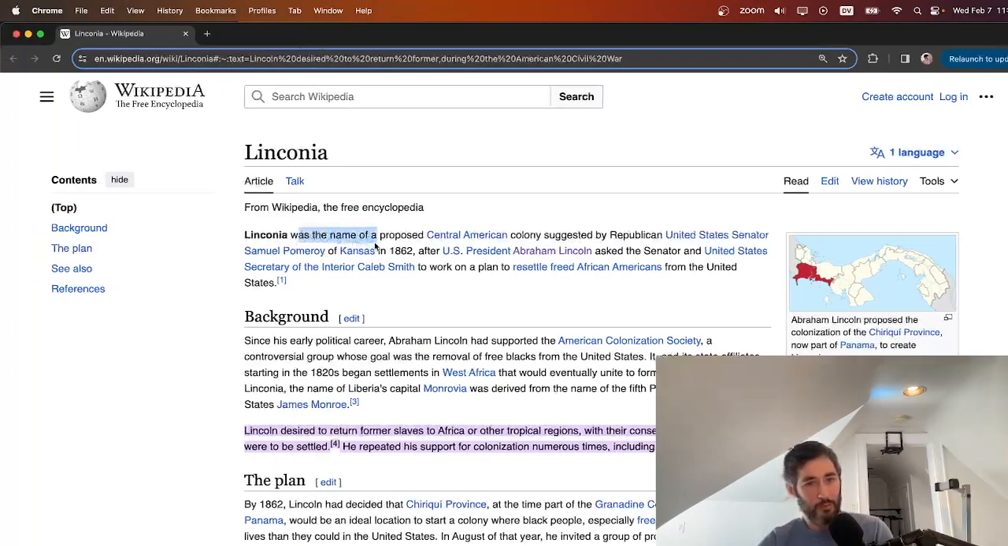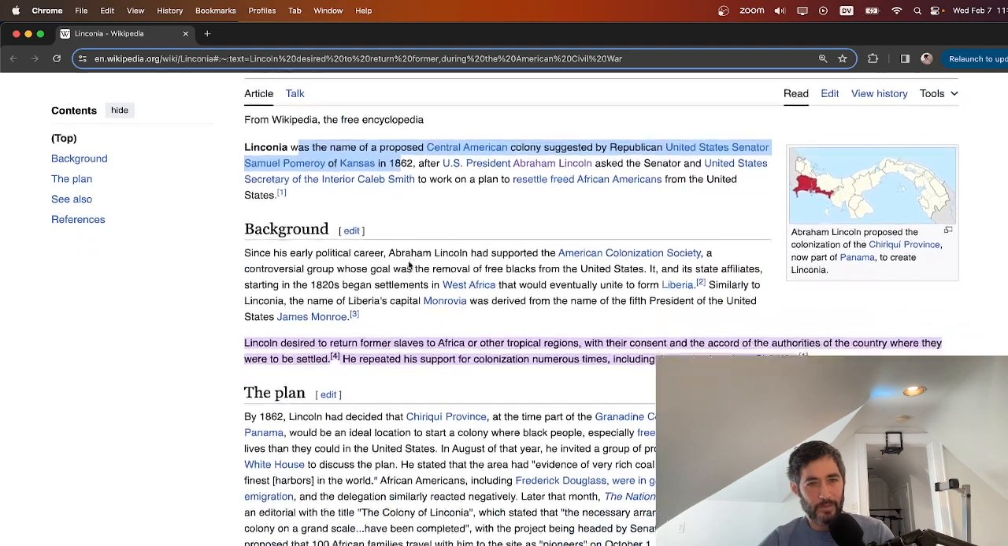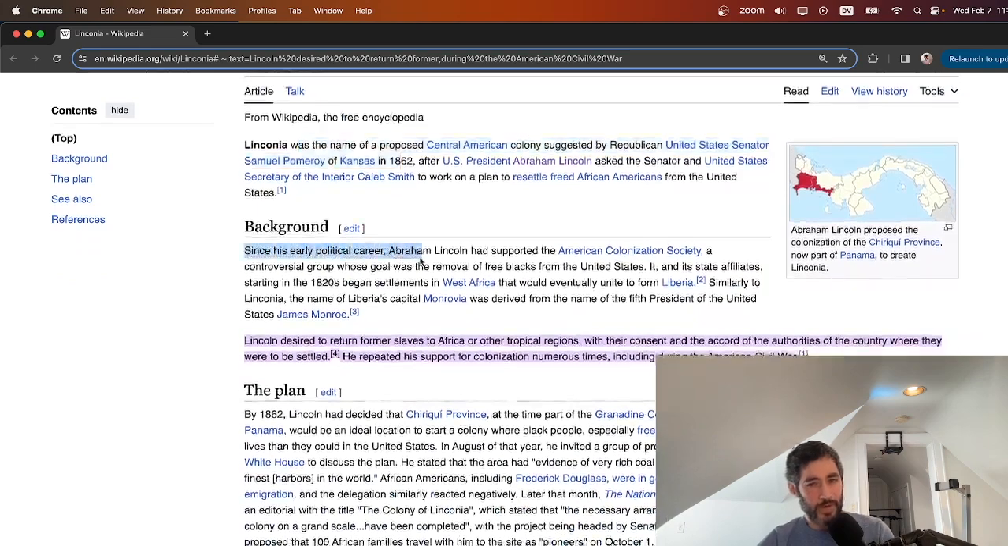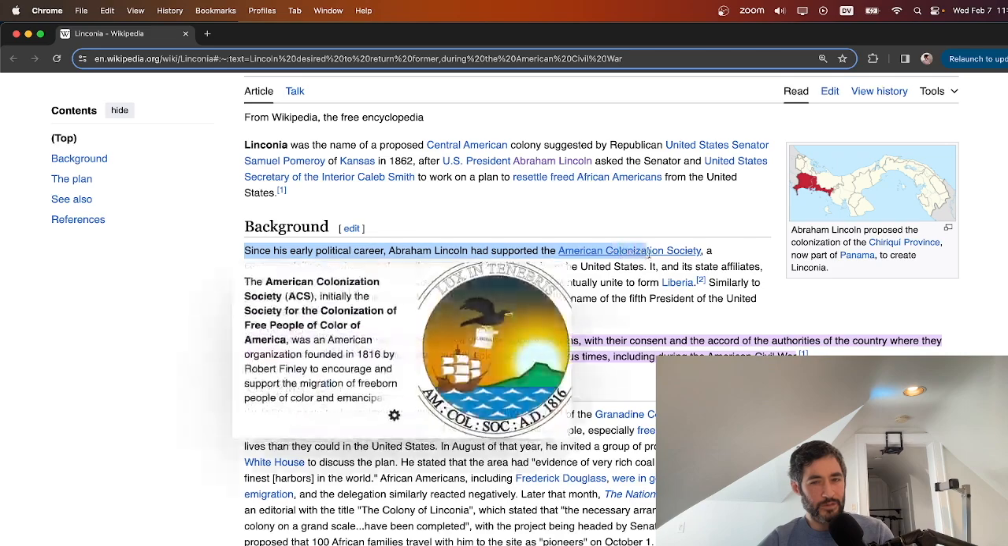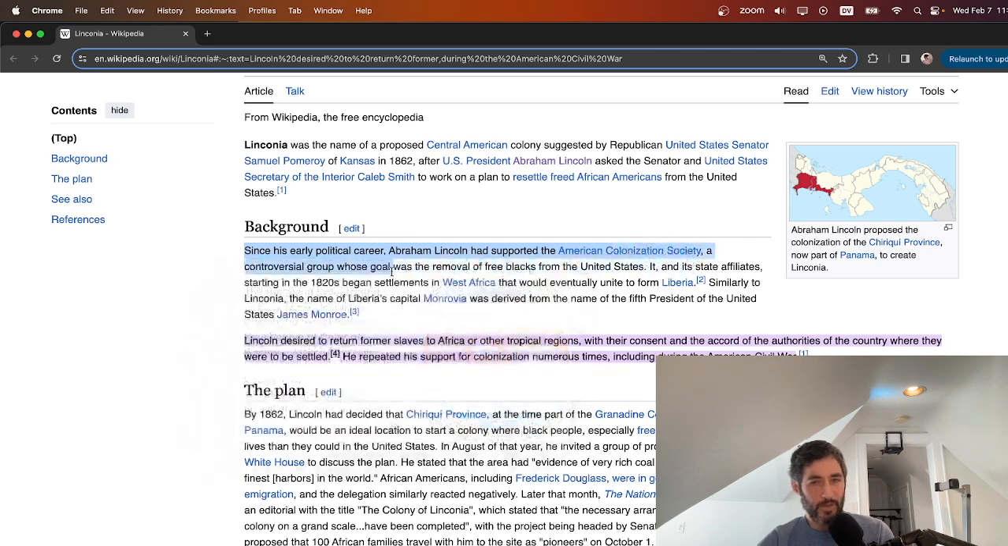Lincolnia was the name of a proposed Central American colony suggested by Republican Senator Samuel Pomeroy of Kansas in 1862. Since his early political career, Abraham Lincoln had supported the American Colonization Society, a controversial group whose goal was the removal of free blacks from the United States. It and its state affiliates, starting in the 1820s, began settlements in West Africa and would eventually unite to form Liberia.